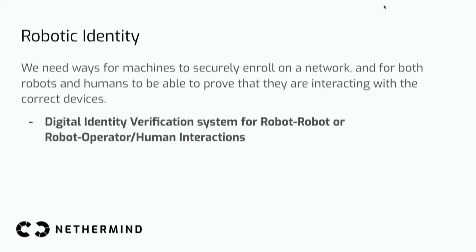So the first one was robotic identity. Now, robotic identity we think is going to be really, really important. In a multi-operator system, say we have large distributed autonomous taxi networks, there are a lot of concepts that are required around ownership and control of the robots that are really going to be underpinned by identity.